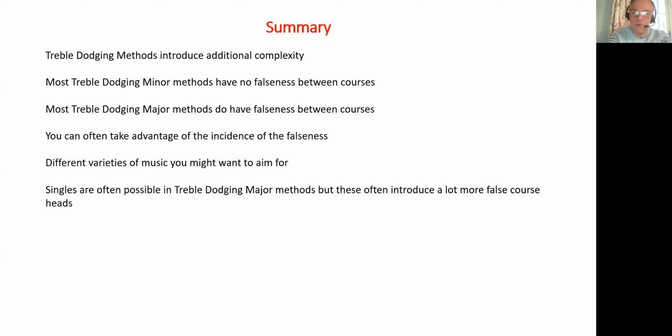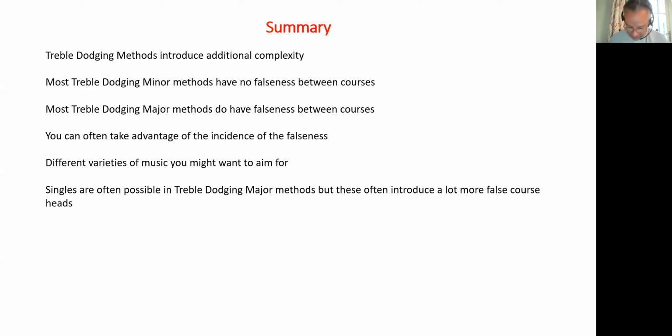One thing I haven't covered at all today is calling singles in trouble dodging methods. We've just talked about bobs and keeping with in-course course heads. You can in a lot of methods use singles as well, but they will usually give you a lot more false course heads that you've got to worry about. So they can make things a bit more difficult. Certainly if you want to have a go at coming up with something initially, you're best to stick with bobs only to keep it fairly simple to start with.